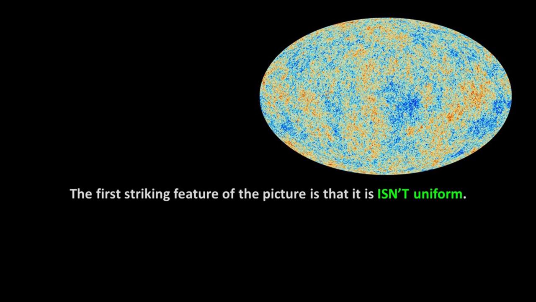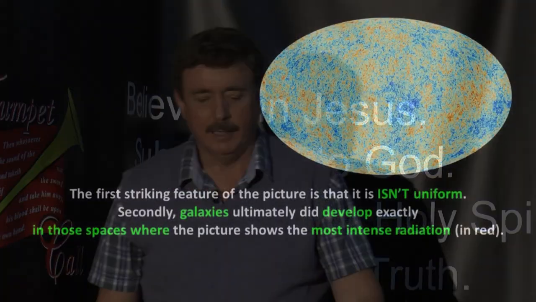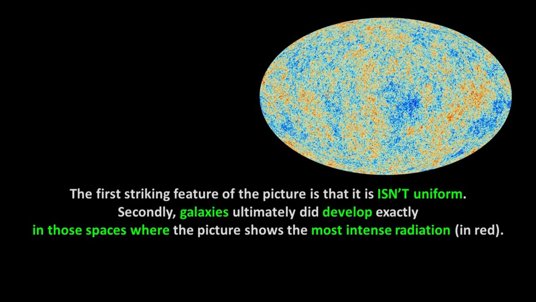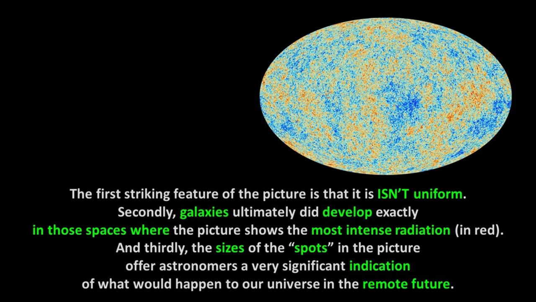The first striking feature of the picture is that it isn't uniform. It isn't even. It's grainy. Secondly, and this is the nail in the coffin, galaxies ultimately did develop exactly in those spaces where the picture shows the most intense radiation in red. On the picture. So we know we were right. And thirdly, the sizes of the spots in the picture offer astronomers a very significant indication of what would happen to our universe in the remote future. Very, very clever mathematics that applied there.